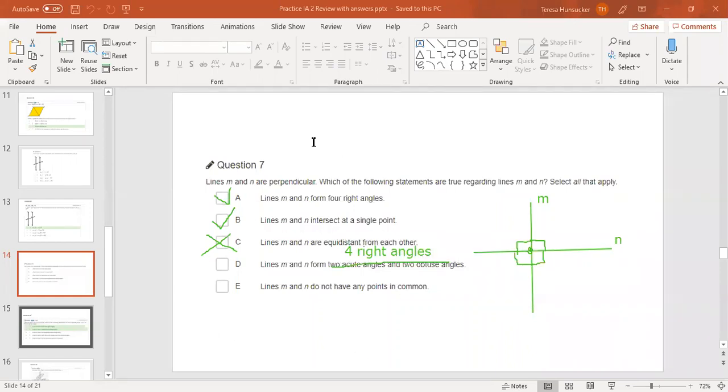Okay, lines M and N do not have any points in common. Well, they do. They have this vertex point in common. Okay, so that is not true.